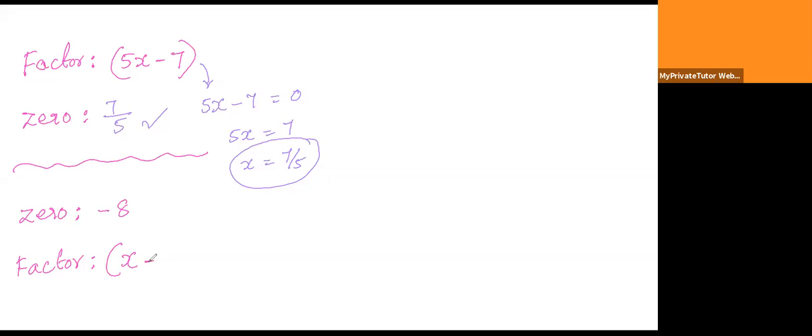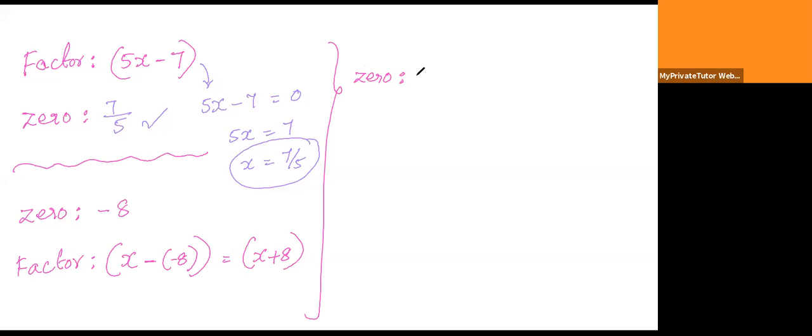The basic way of writing is x minus a. So here the value is -8. So x minus of -8, so x plus 8 is the correct answer. I hope you guys are able to understand now. Let's do one more question, okay?